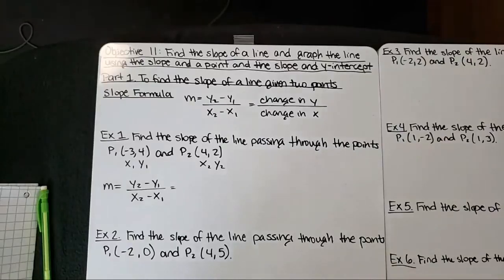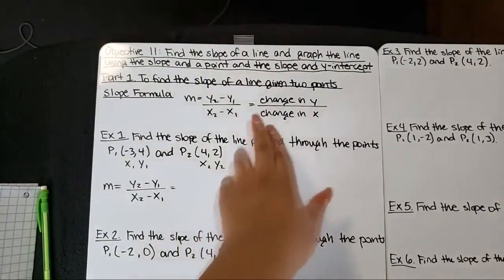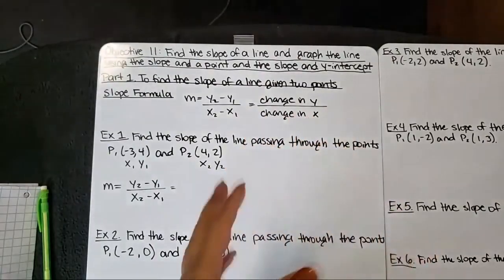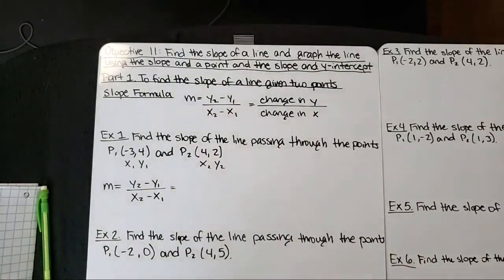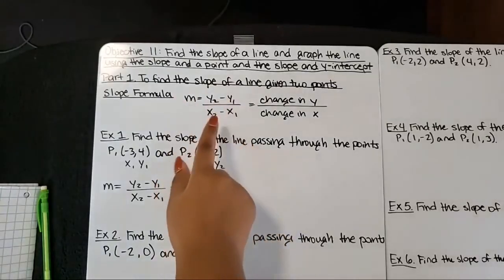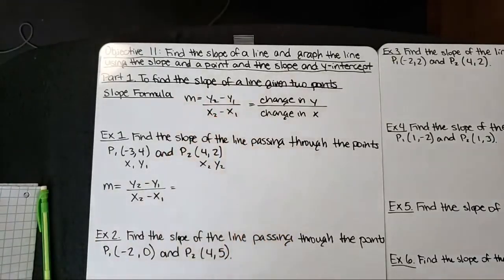To find the slope of a line given 2 points, the formula to find slope is m equals y2 minus y1 over x2 minus x1. And this is the change in y over the change in x. So every time we're working with slope, please remember that the y's are on the top and the x's are on the bottom, and it's the difference of the y's over the difference of the x's.